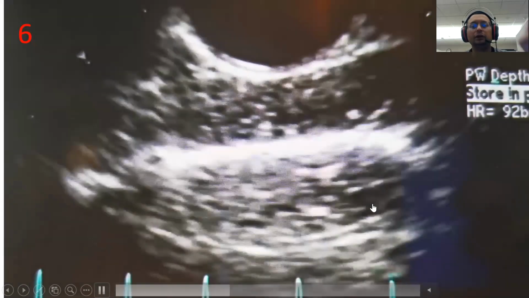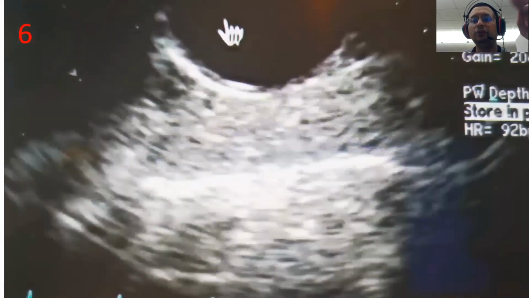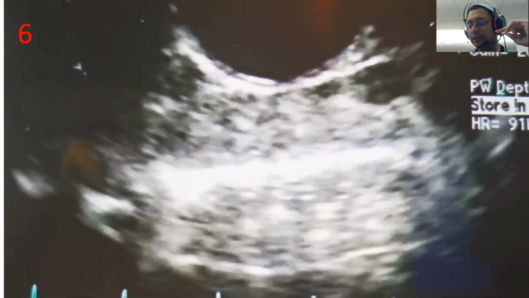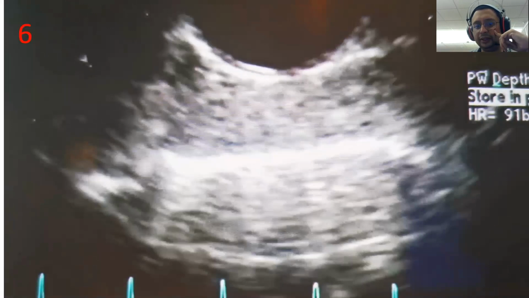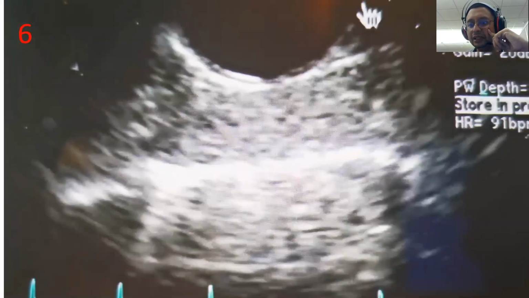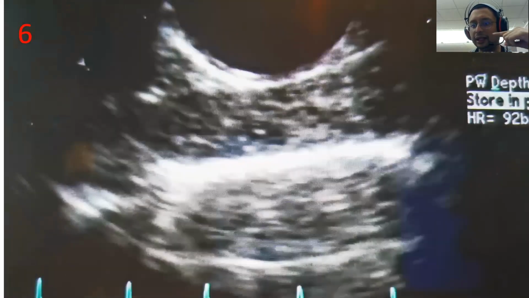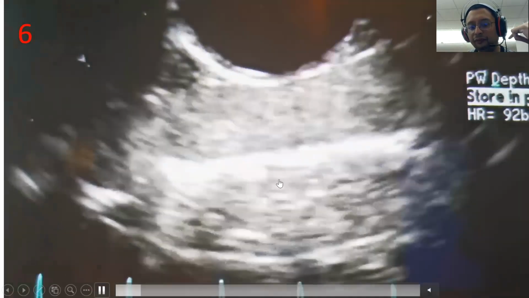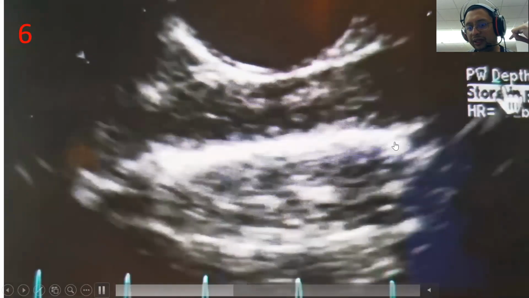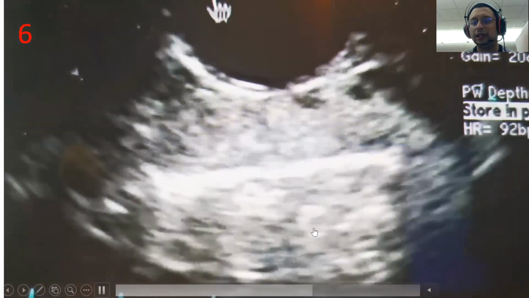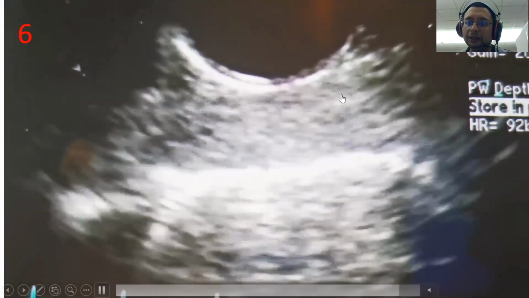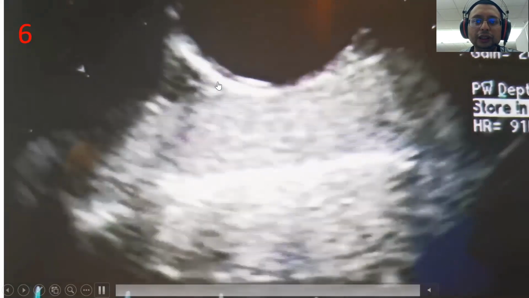Okay, now the problem with artifact is a lot of people get confused with artifact. So basically, I teach you, let's talk about mirror image artifact first. So what is mirror image artifact? It is the same structure that is reflected through a reflector that is bright. So in this situation, the reflector is this wall of the superior vena cava here. So you have reflection. Now, in relation with mirror artifact, I think this is important.